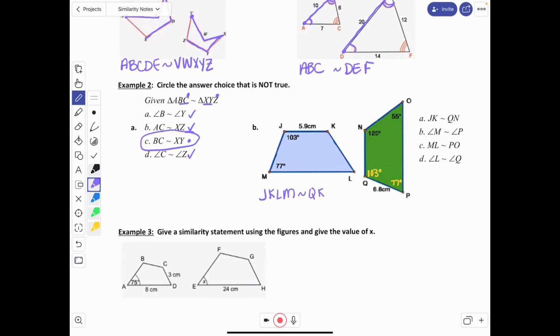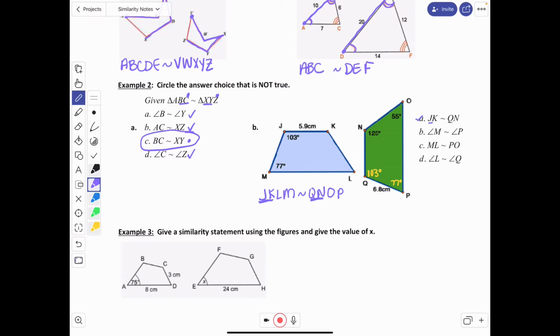J, K, L, M, Q, sorry, N there. That should be an N. So Q, N, and then this is going to be O, and this is going to be P, because P and N are both 77. So writing them out like that, because then what you can do is you can look at your letters. So JK and QN. So JK, QN are both first.